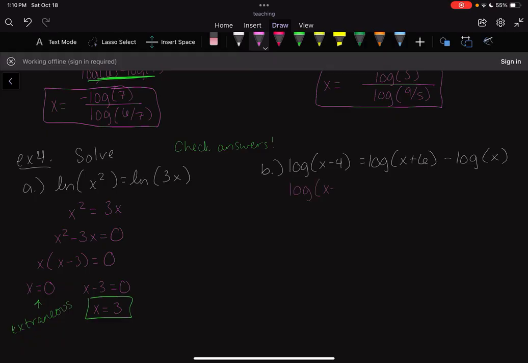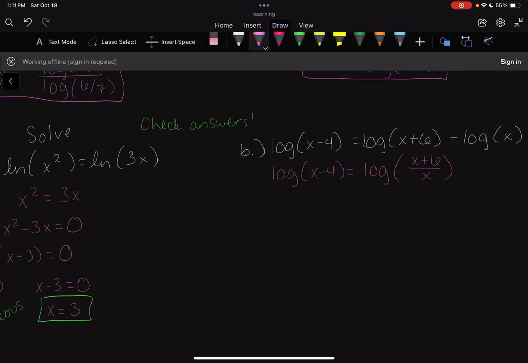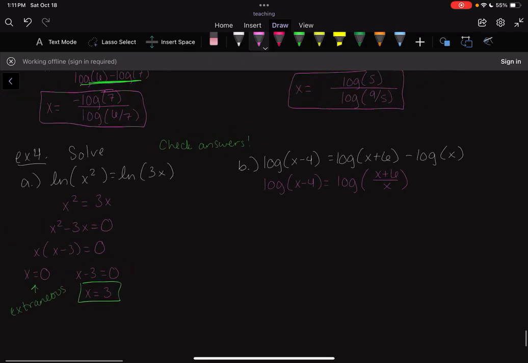So this would be log of x minus 4. Combining the logs on the right, I get log of x plus 6 over x. Now I can use that property and ignore the logs and just look at the parentheses. So it'll be x minus 4 equals x plus 6 over x. And now I just solve this like normal.